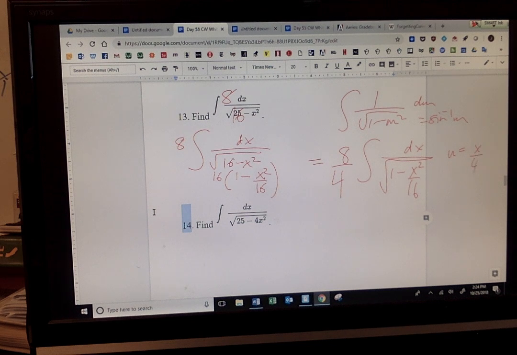x over 4. du equals 1/4 dx. What should I introduce? 1/4. Therefore, balance with a 4. So the number outside is really, look down, 8. Integral. Oh, stop. Are we doing u substitution? Can I just skip the step and just write down du over radical 1 minus u squared? So absolute final answer, 8 sine inverse x over 4.